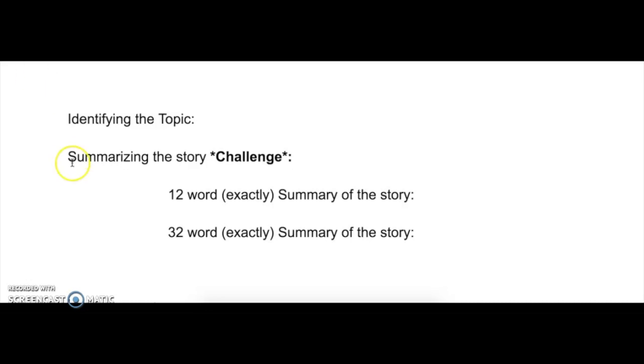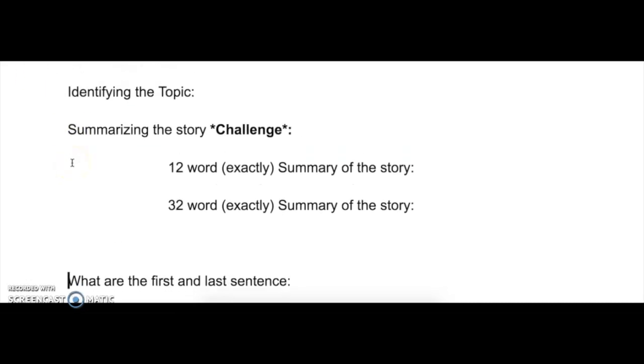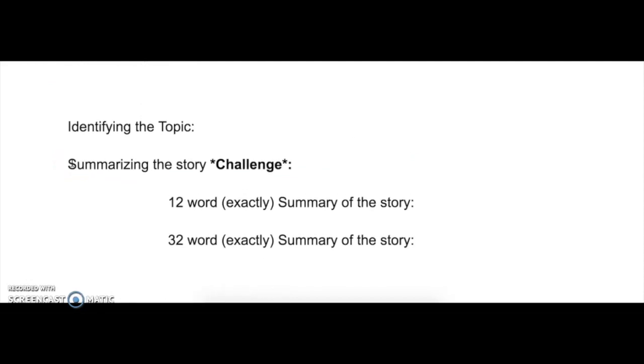And on to summarizing the story. Summarize the first story in 12 words now. Summarize the second story in 12 words now. Summarize the first story in 32 words now. And summarize the second story in 32 words now.